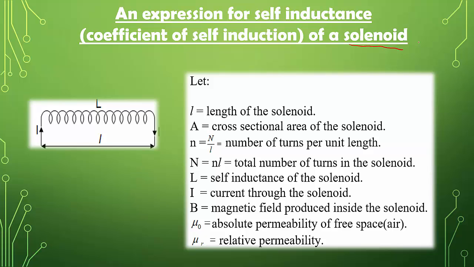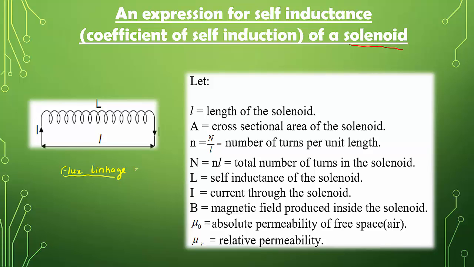This is a helical coil with N number of turns. Let us derive an expression for self-inductance of a solenoid. Before going to derive it, first we have to know what is a flux linkage. Flux linkage is the product of number of turns of the coil and magnetic flux linked with the coil. What is flux linkage? It is the product of number of turns of the coil and magnetic flux linked with the coil.